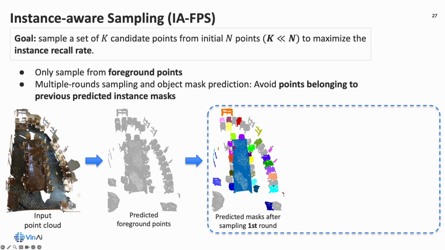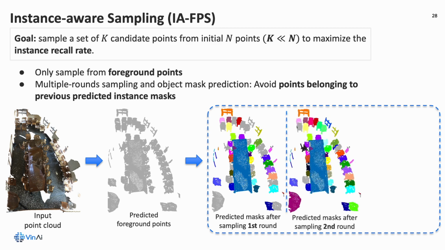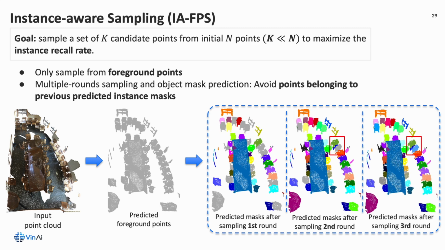To illustrate, in the initial round, we sample k1 points and predict k1 instance masks, as depicted in the figure. In the subsequent round, we exclude all colored points associated with these k1 masks and sample the remaining points. This iterative process allows us to capture masks of instances that were missed in the previous round, as indicated by the red blocks. By implementing these strategies, our instance-aware sampling method effectively optimizes the selection of candidate points, leading to improved instance recall rates while significantly reducing the number of sampled points.